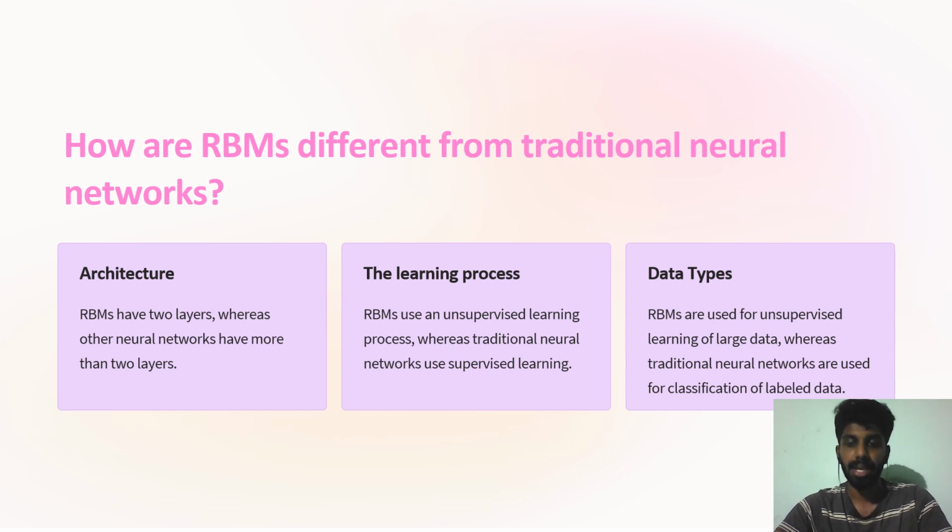Also data types. RBMs are used for unsupervised learning of large data sets. That is, RBMs work on large data sets, whereas traditional neural networks are used for classification of labeled data. Here we can use unlabeled data. In traditional neural networks, which type of data are we using? The labeled data are used there.